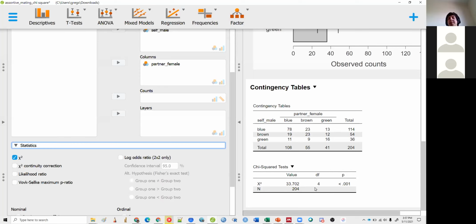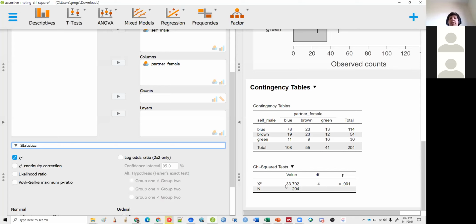The 4 degrees of freedom here, it's not too important to know, but it's actually the number of degrees of freedom for female eye color and male eye color, so 3 minus 1 plus 3 minus 1. And the chi-square test statistic says it's 33. This is statistically significant for 4 degrees of freedom.